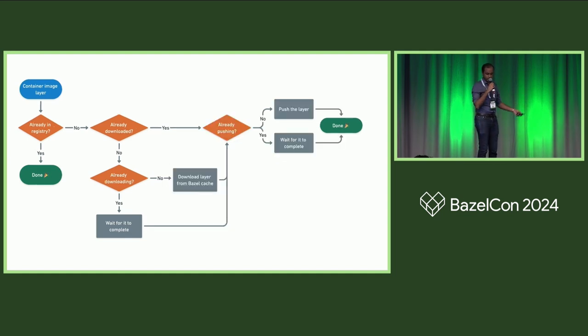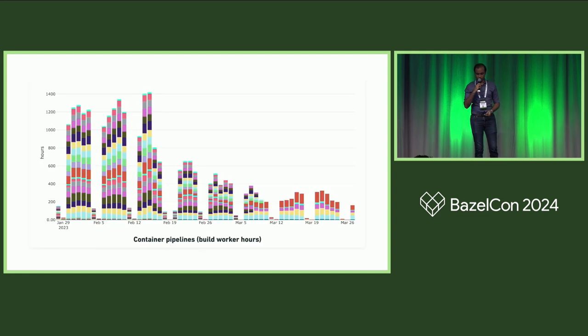And we've got one last trick. If multiple images are being pushed to the same repository and share an identical layer, we can deduplicate the upload in flight as well. Even fewer bytes. So all in all, we massively reduced the bytes uploaded and downloaded.